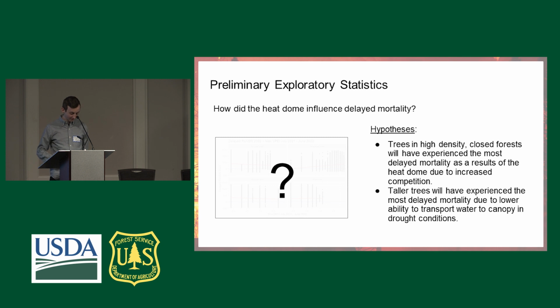Some of my hypotheses, though, include that trees that are in a high-density, closed forest will experience more delayed mortality as a result of the heat dome, just because of that increased competition for water and other resources. And then also taller trees will be influenced more by the heat dome. They're already potentially hurt from the fire, and so their ability to suck water up from the ground, the taller they get, is more difficult. So those also might be more prone to delayed mortality.